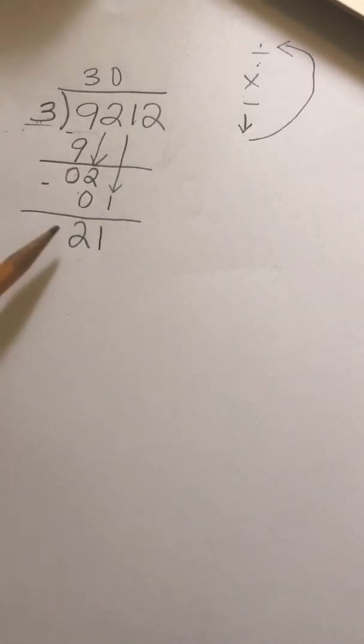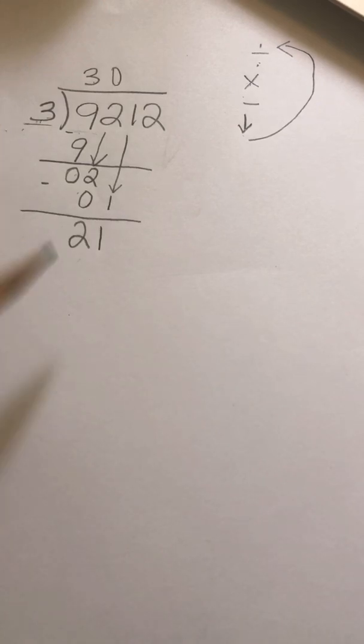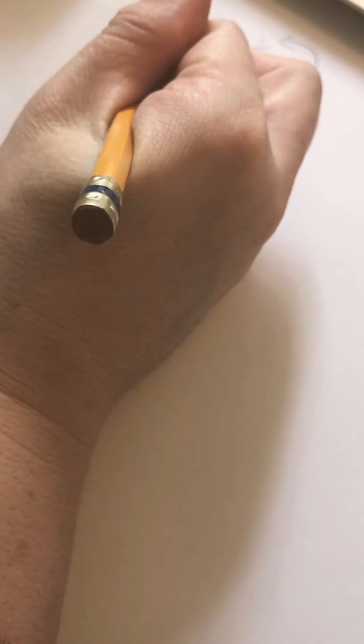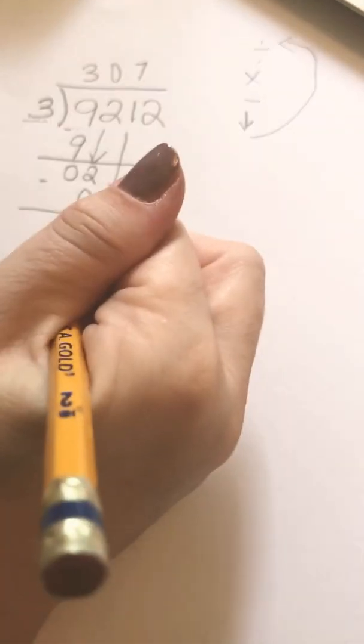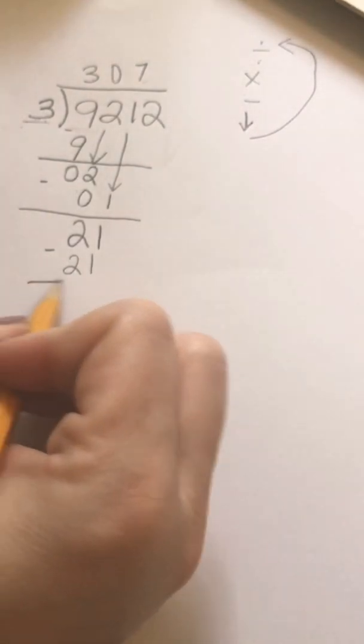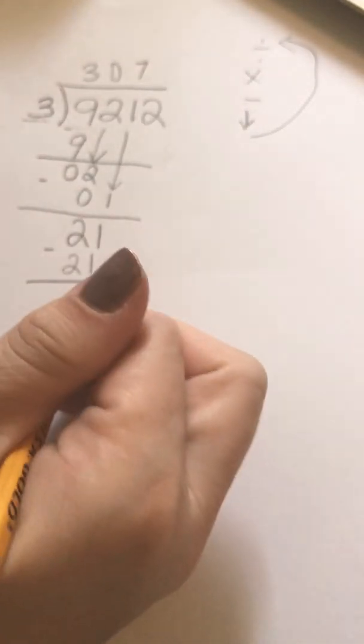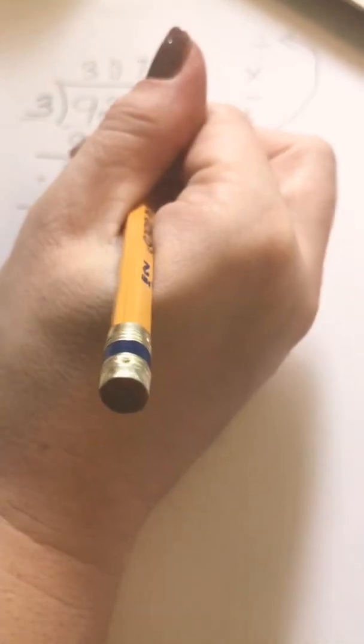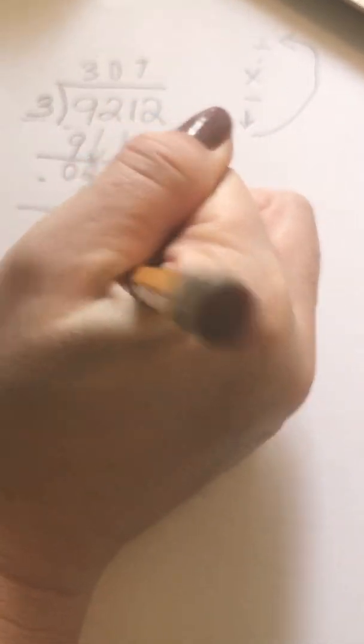Does 3 go into 21? Why, yes it does. 3 times 7 is 21. So I'm going to put the 7 right here. Okay. Now I do 3 times 7, which is 21. This one's working out real nice for us. And then we are going to subtract. And we get 0. And then we're going to bring this 2 down.